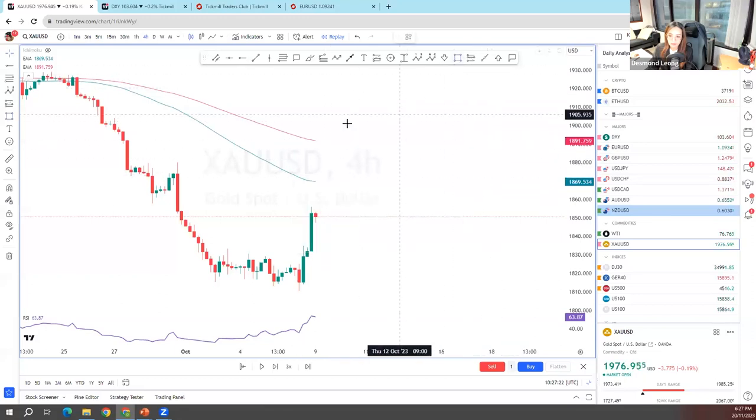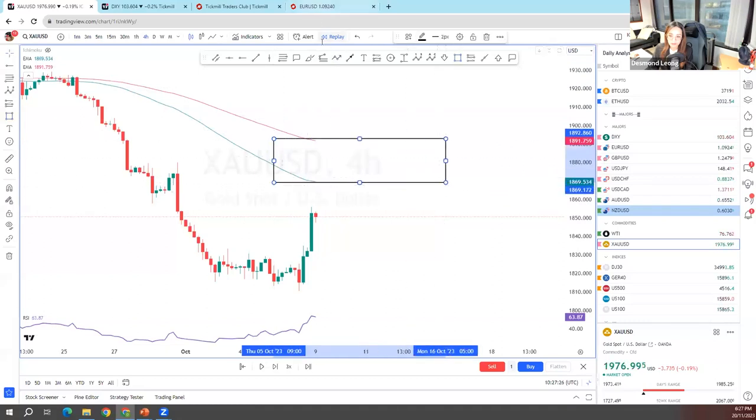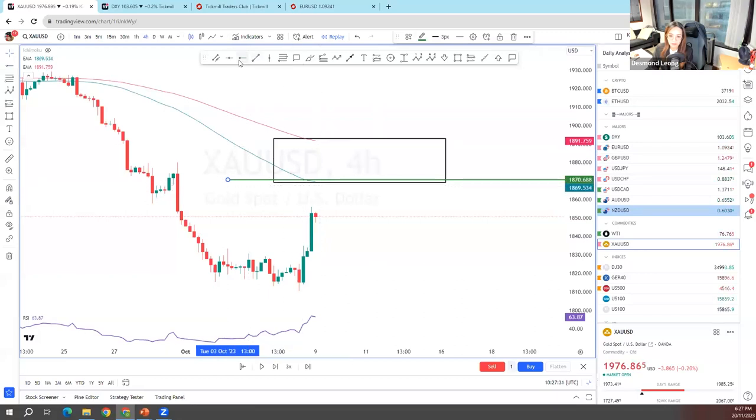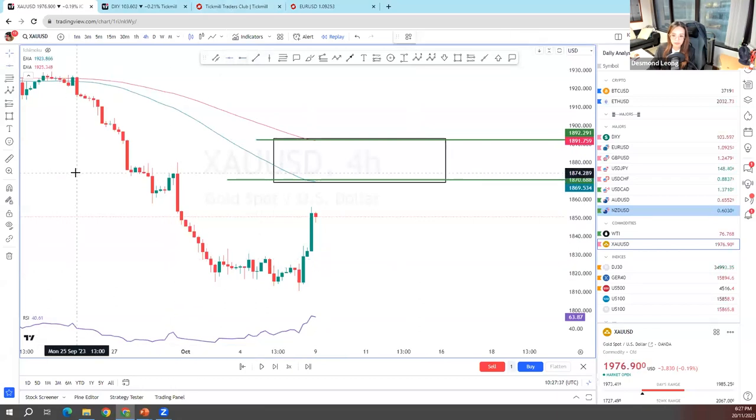Let me see here, I will show you. We know that first we're going to sell here at EMA 100. And another one is at EMA 200, which is somewhere here, the resistance level somewhere here. Let's see, okay?